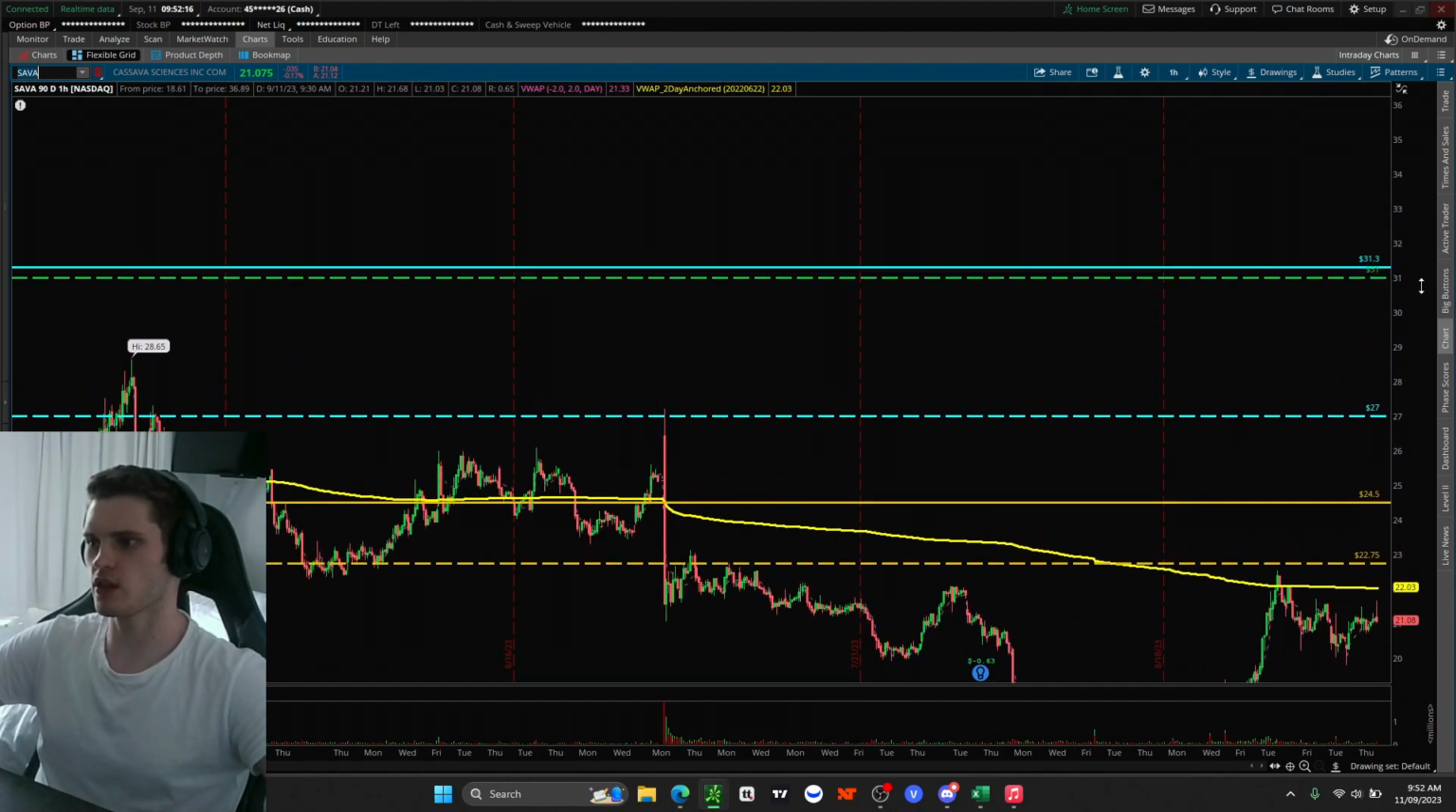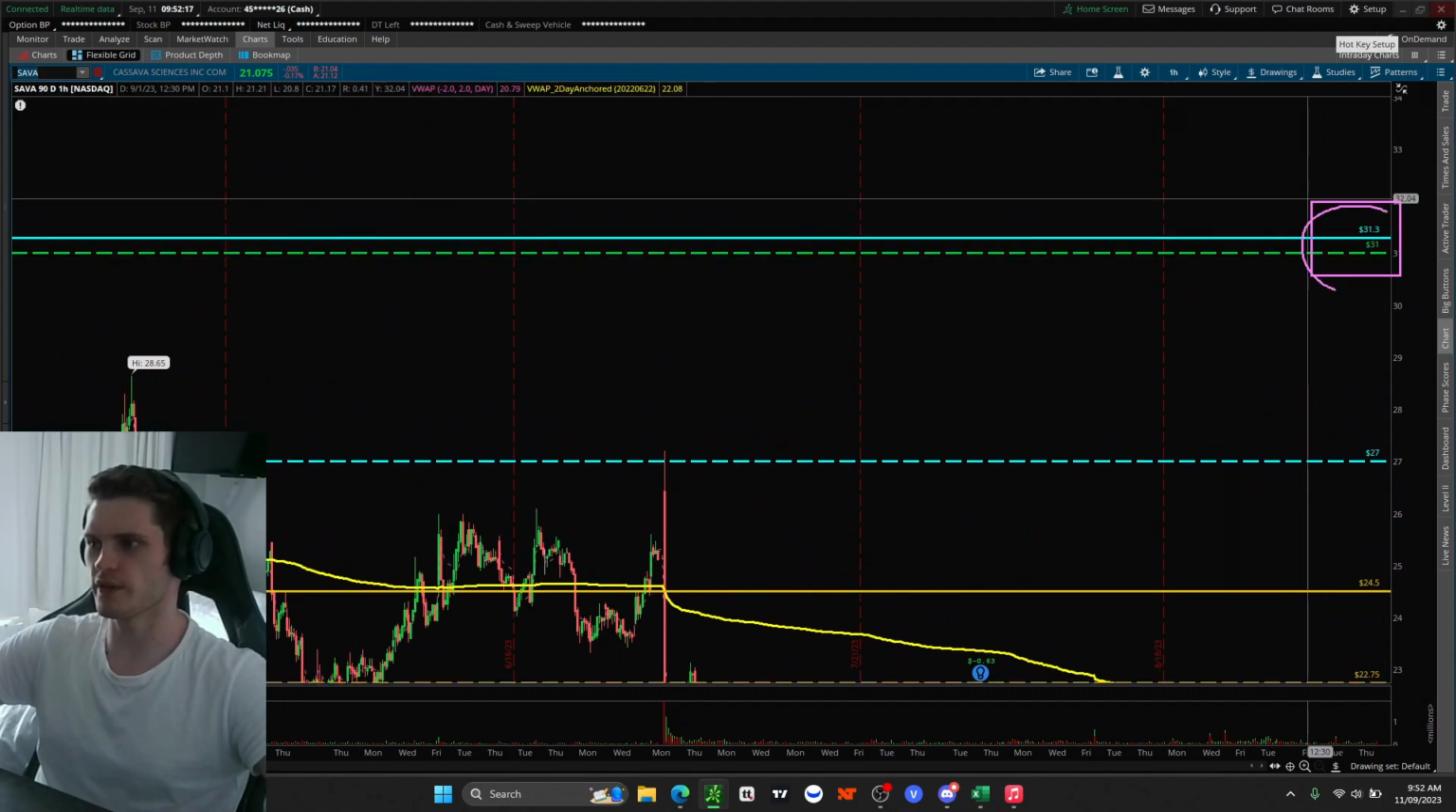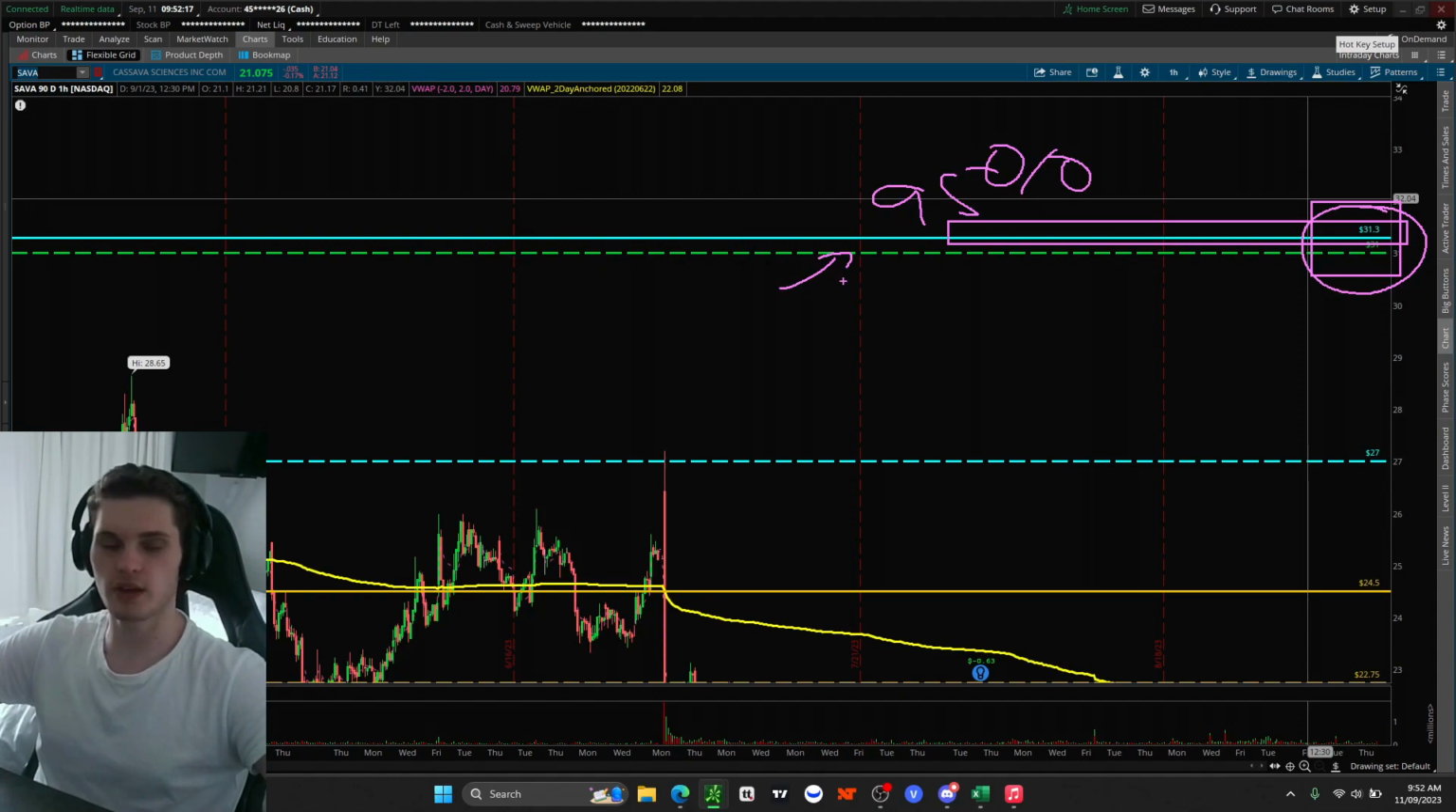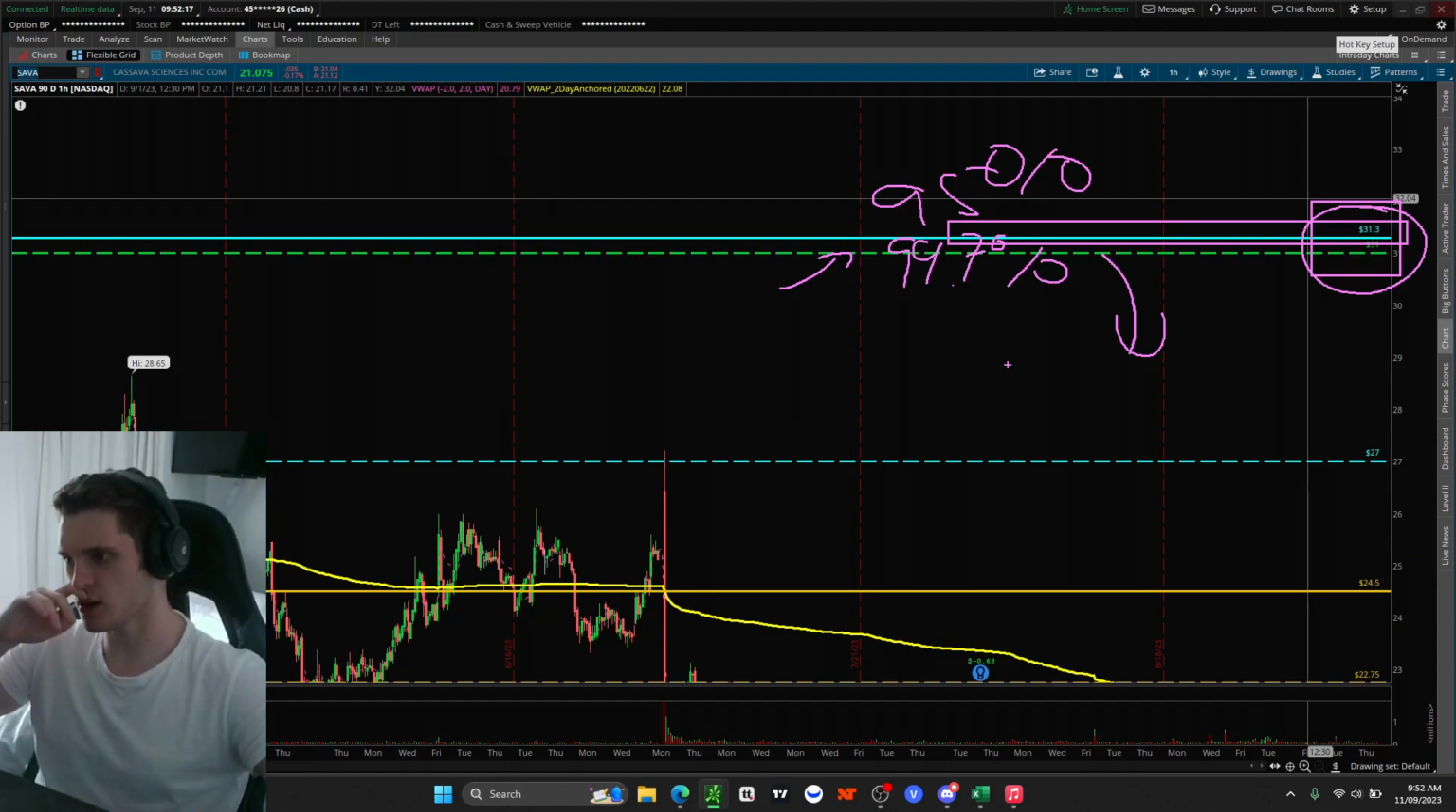Just to quickly note further off resistances, we do also have levels at 31 and 31.30. So again, you still got that second deviation, so that's 95%. And this green line is our third deviation, so that's 99.7% should trade below. So that's why, again, we tend to use these as targets.